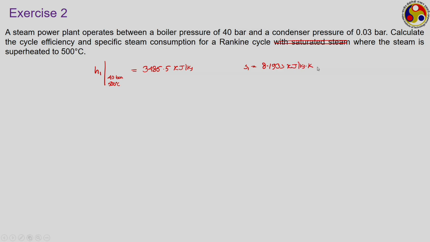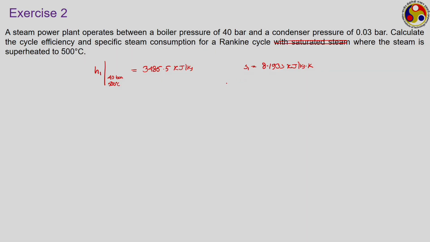Now, using this S1 and the ideal cycle, you have to compare the exit state of the turbine. In ideal scenario, we know that S2 is equal to S1, and this S2 we have to check now. S2 corresponds to a pressure of 0.03 bar. If this S2 is greater than Sf corresponding to this, we are in the mixture part, and if this is greater than Sg, then we are still in the superheated part.